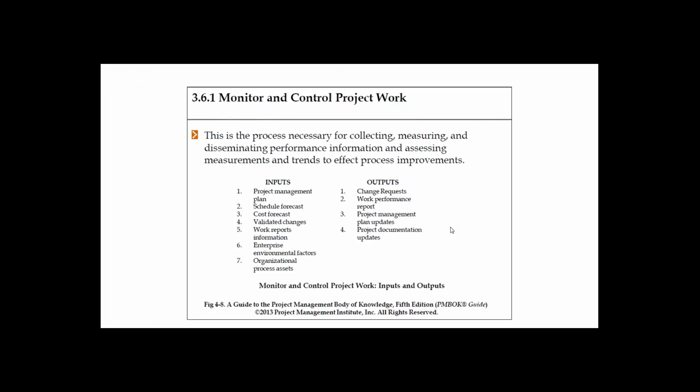So, monitor and control project work. This is the first process, and this is the process necessary for collecting, measuring, and disseminating performance information, assessing measurements and trends to affect process improvements. Inputs: you have project management plan, schedule forecast, cost forecast, validated changes, work performance information, enterprise environmental factors, organizational process assets.